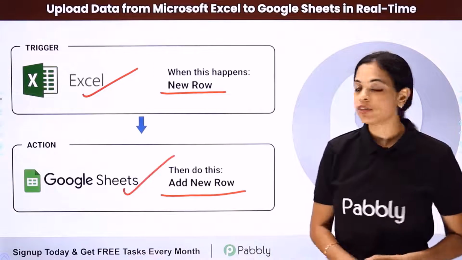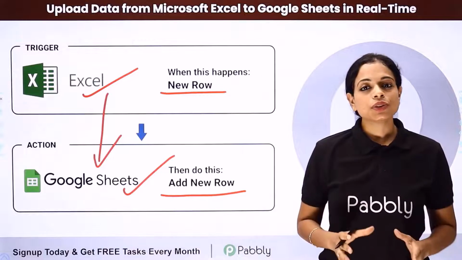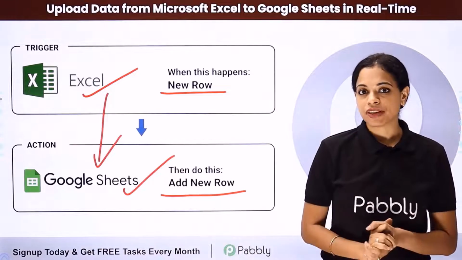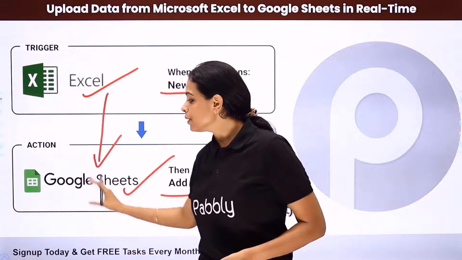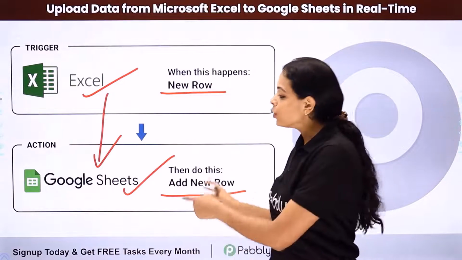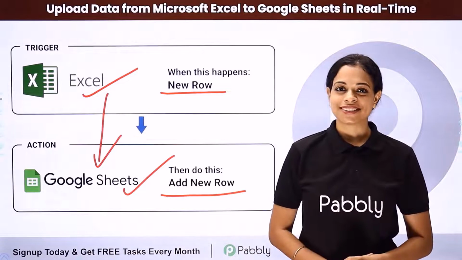Now, how would you do that? For this, you will have to integrate these two applications, and you can do that with the help of Pabbly Connect software. Here, your trigger application would be Excel and your action application would be Google Sheets. Now, how you can do this yourself? To show you that, let me take you to my screen.